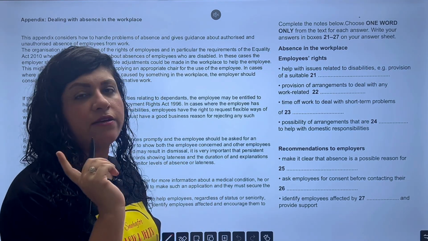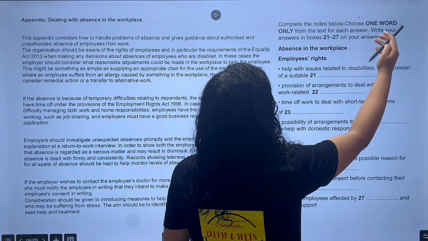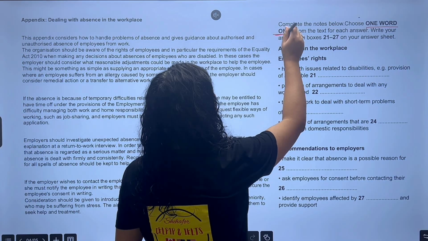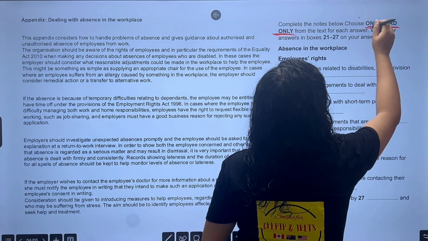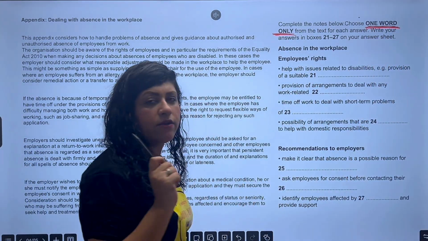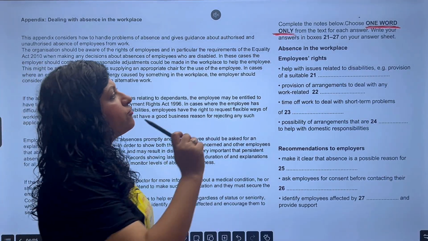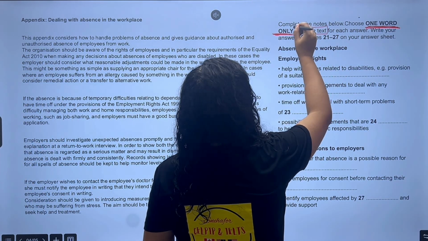The instructions over here say: complete the notes below, choose one word only. So, it's a very clearly written instruction that you have to use only one word for your answer. It cannot be more than a word. And you have to choose that one word from the text.